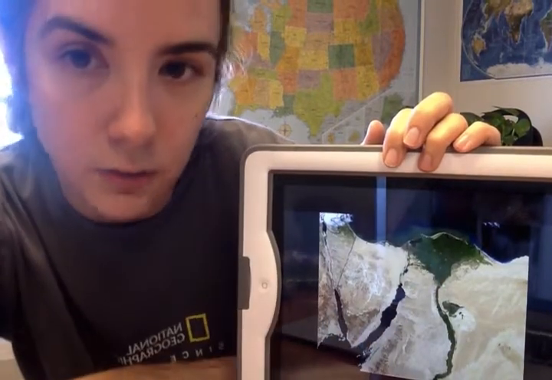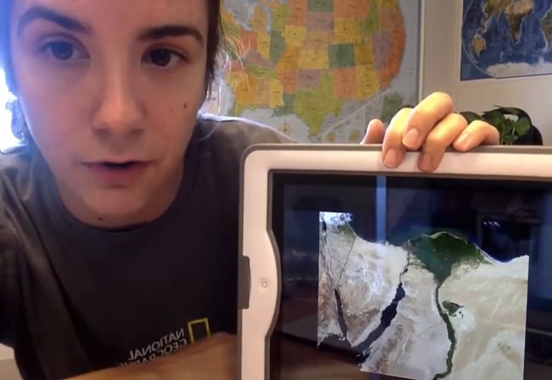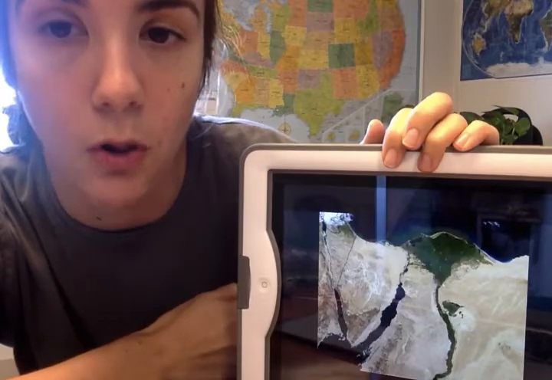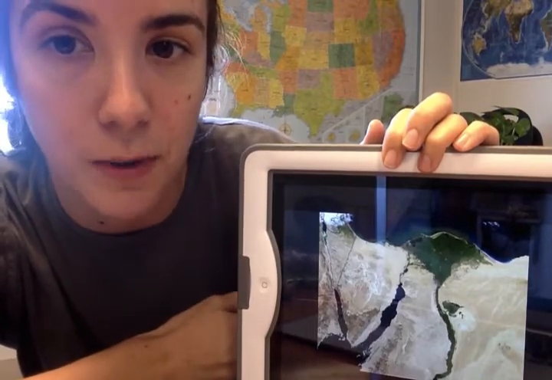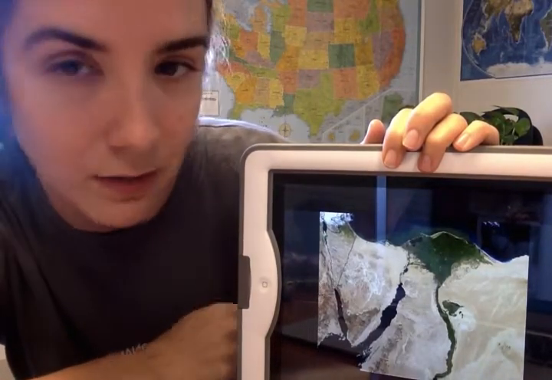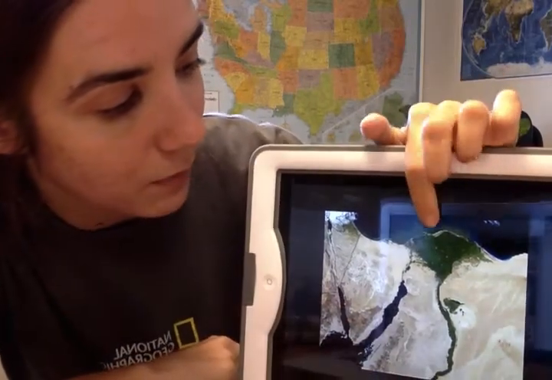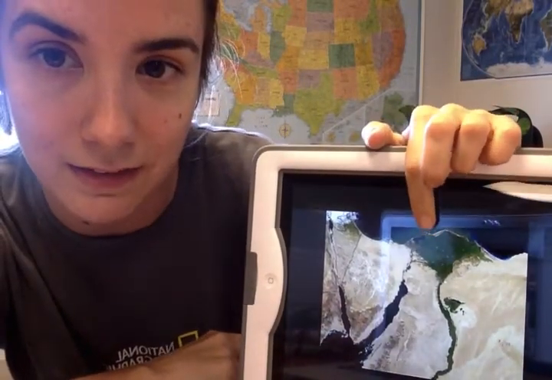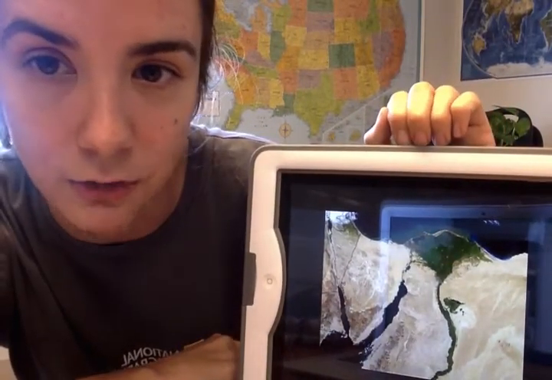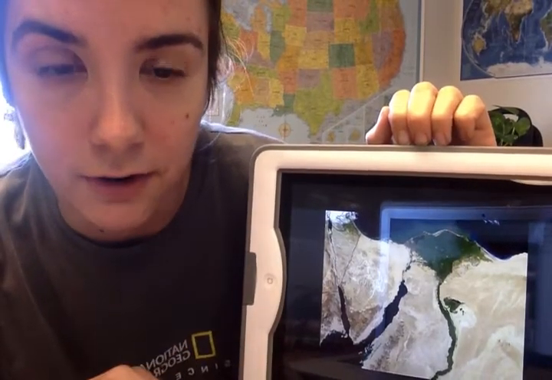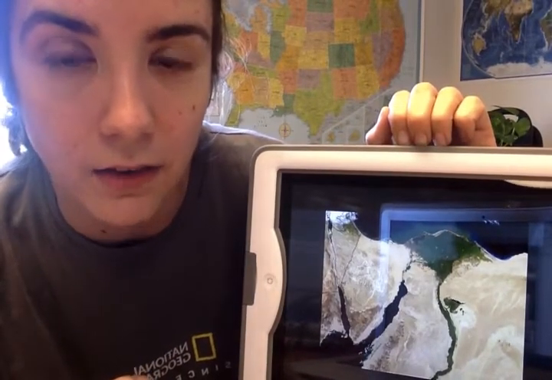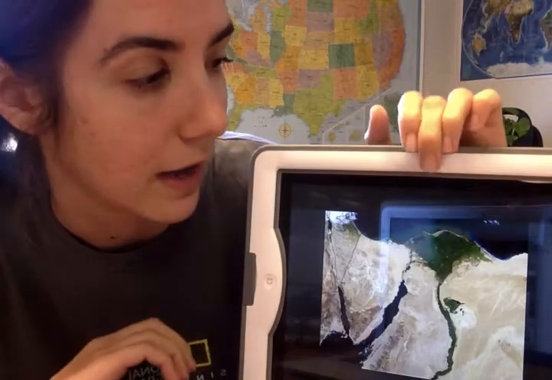A delta is going to be any river's outlet to the ocean or a large lake or any other large body of water. Sometimes they can be a single outlet or they can fan out and become triangular shaped like this. In fact, delta is a Greek letter, and the letter is triangle shaped, just like this delta here.